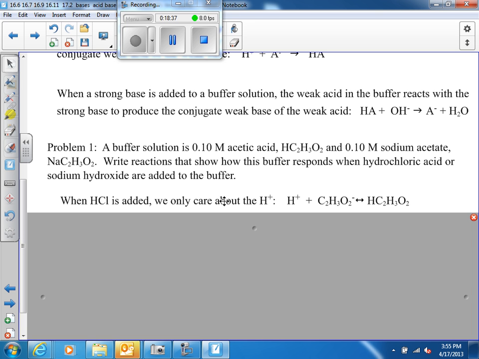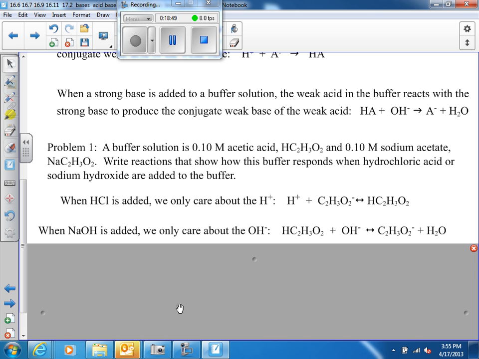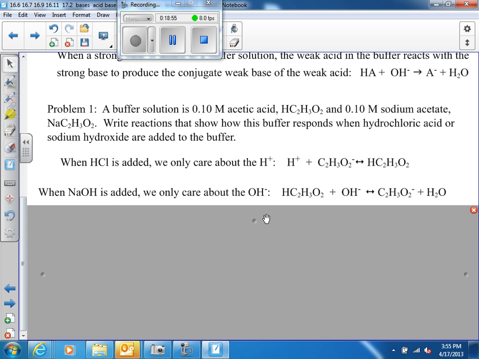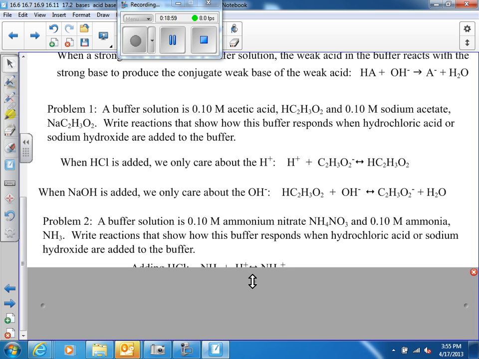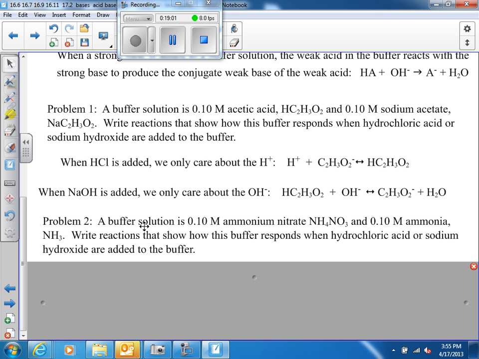Okay. If we add hydroxide, sodium hydroxide, all we care about is the OH-. Hydroxide will react with the acid, and here's what you get. There you go. So the weak acid with the hydroxide, you get the conjugate weak base and water. Makes the pH change by very, very little. Okay. Now you try this one.